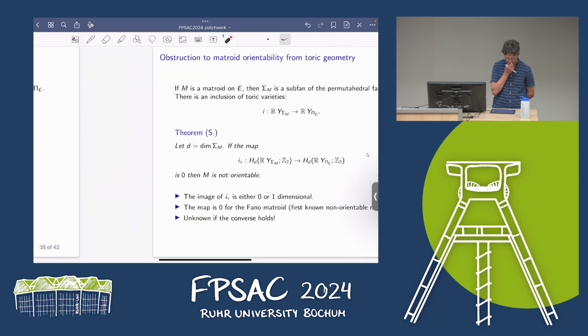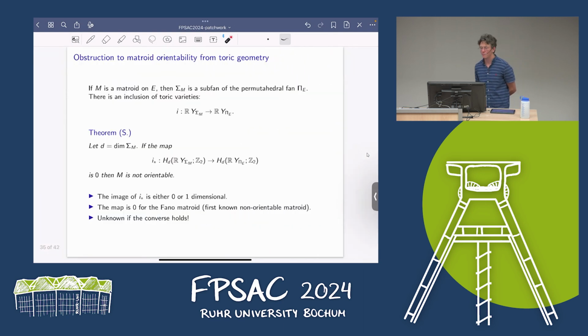Okay, so there are cases like the Fano matroid where this map ends up being 0, so this gives us an obstruction to the orientability of the Fano matroid. I don't know to what extent the converse of this holds.